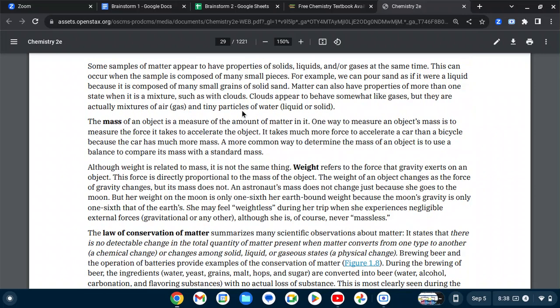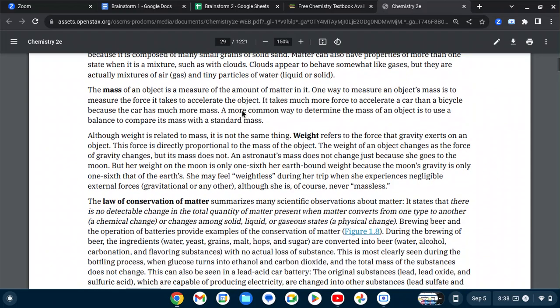The mass of an object is a measure of the amount of matter in it. One way to measure an object's mass is to measure the force it takes to accelerate the object. It takes much more force to accelerate a car than a bicycle because the car has much more mass. A more common way to determine the mass of an object is to use a balance to compare its mass with a standard mass. Although weight is related to mass, it is not the same thing.